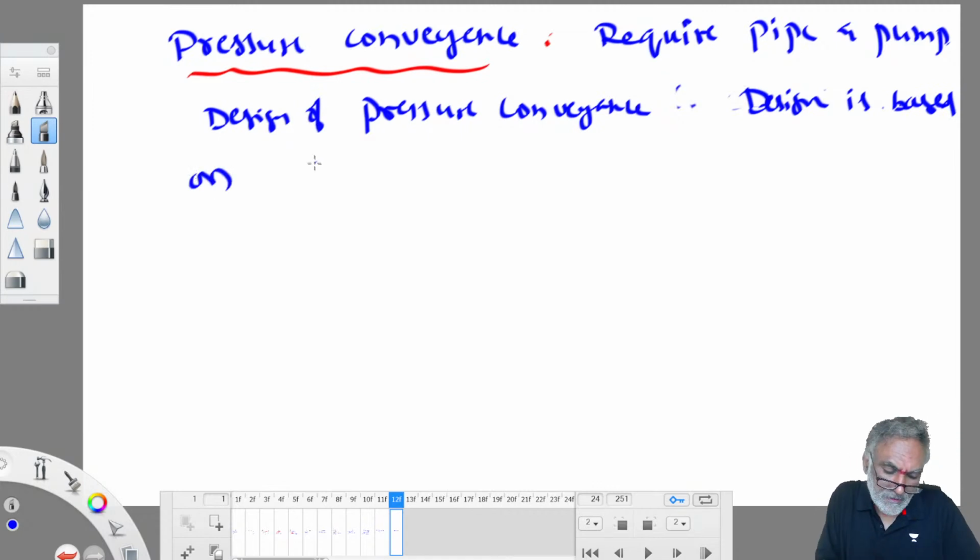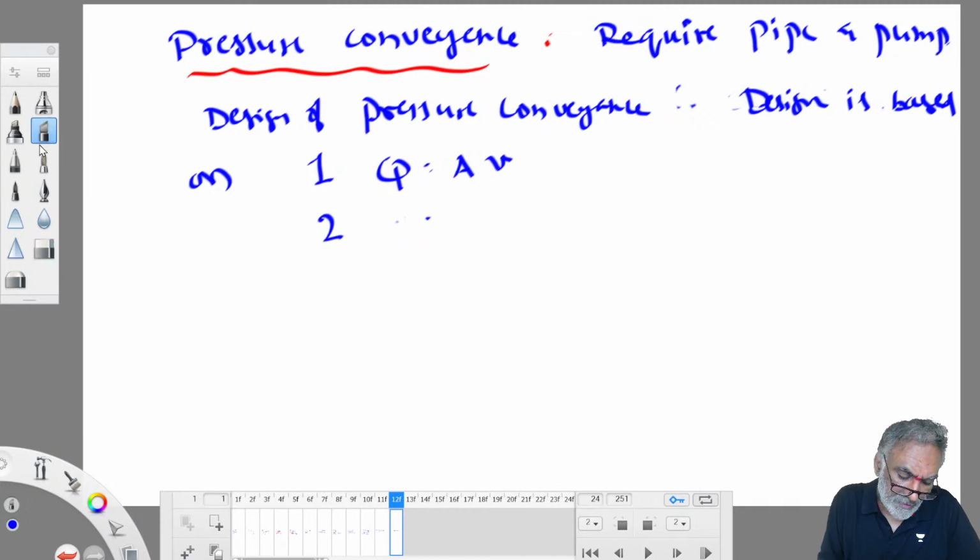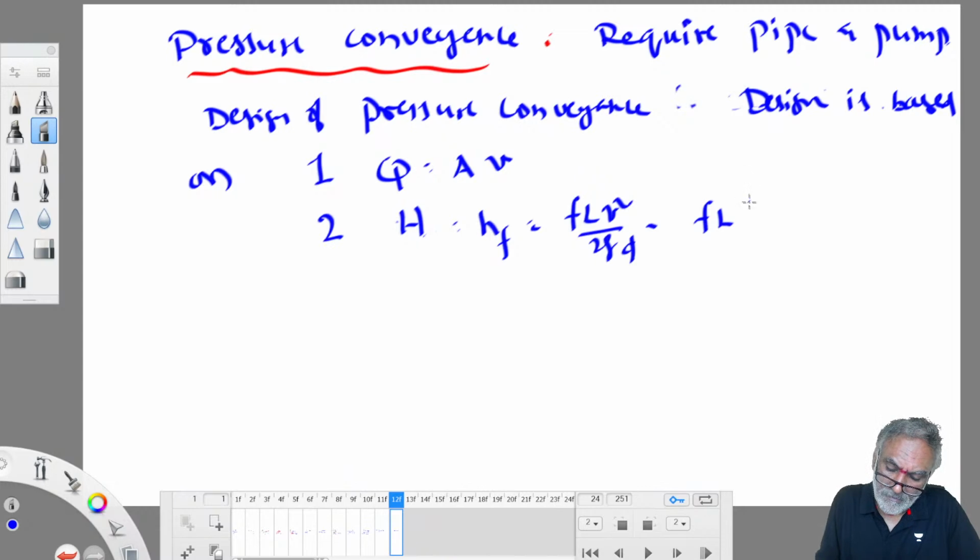Design is based on 1. Flow continuity equation, 2 is coupled with the Darcy-Weisbach equation or Manning's formula. Where area is equal to wetted area, which is pi by 4 D square.